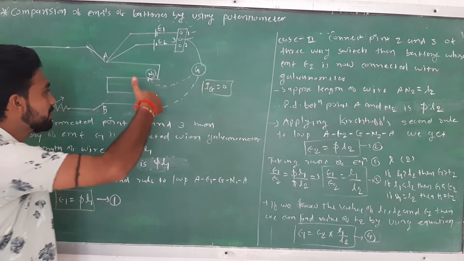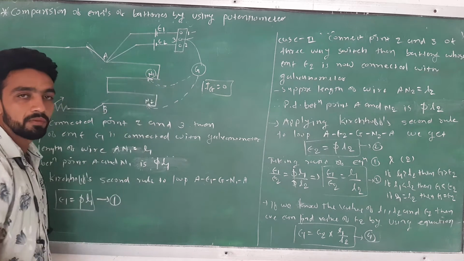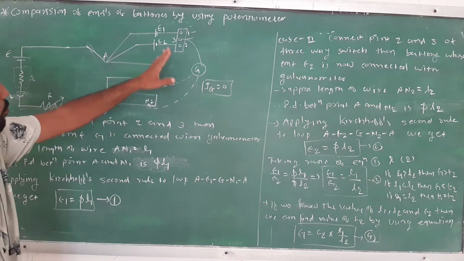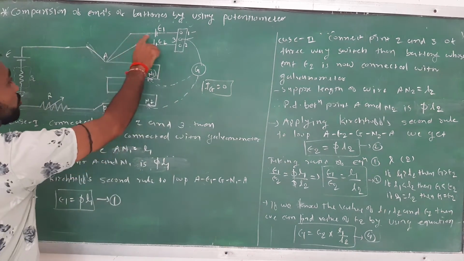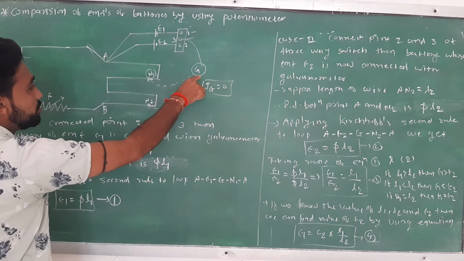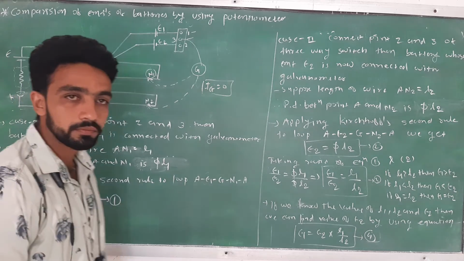So now you clamp this key at this point. Clamp this key at this N1 point. So now you get a closed loop. You can see, now you have A, epsilon 1, then you have G, then N1 and then point A.